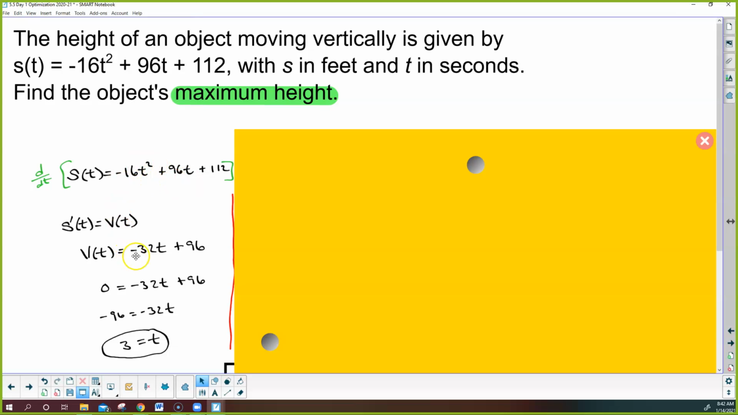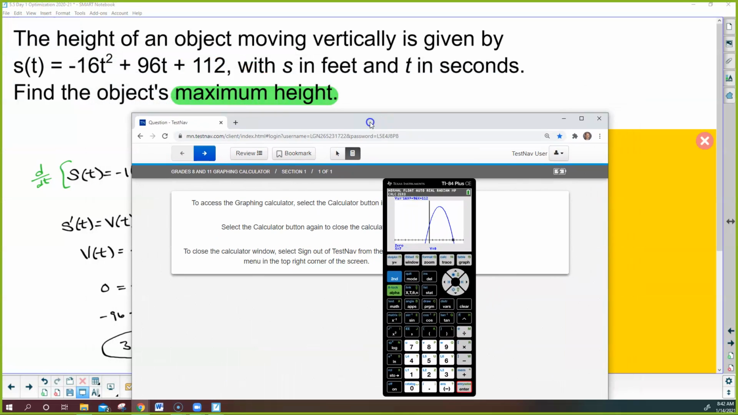So we took the derivative and I got negative 32t plus 96. And then I set that derivative equal to 0. Okay? And then I just solved, and I end up getting t equals 3. Now, the one thing that you maybe didn't check, and I didn't allude to this yet, is what's the domain?